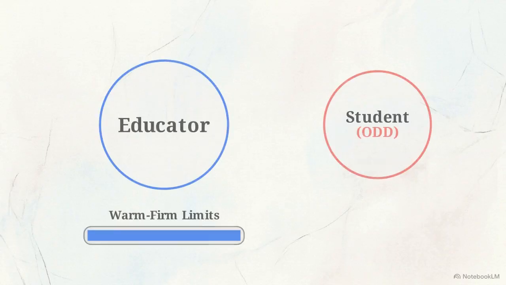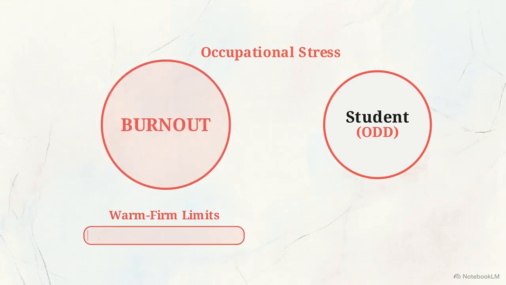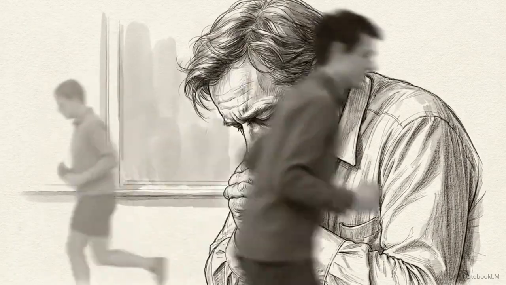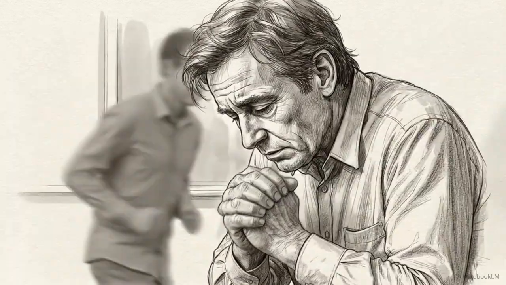Returning to the educator node reveals a failing status bar for warm, firm limits, a direct result of constant occupational stress. Managing ODD requires strict, continuous emotional regulation, yet that capacity is continually depleted by the student's dysregulation. Maintaining a psychological posture of warm, firm limit setting is impossible when an educator is in a state of burnout.